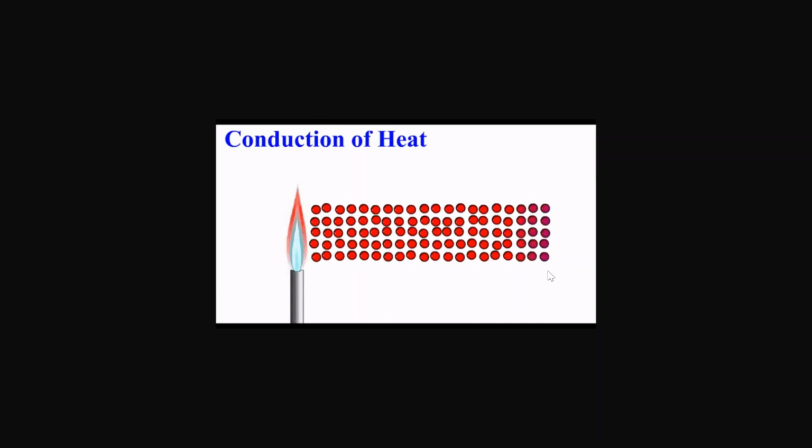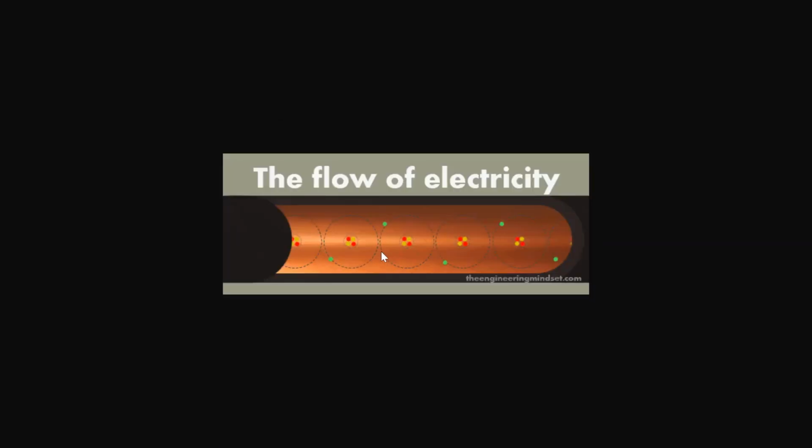In this animation, see the link in the description, we can see how heat is conducted in a solid. The blue circles represent the atoms at a lower temperature, and the red circles represent the atoms at a higher temperature, vibrating more. In this animation, see the link in the description, we can see how the electrons, the green circles, flow across the wire. The yellow and the red dots are the protons and the neutrons in the metal nuclei.